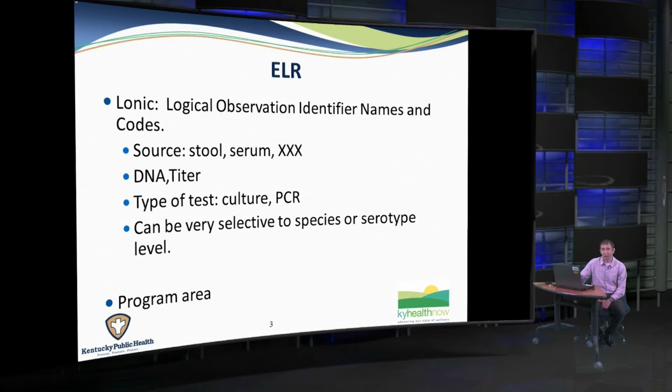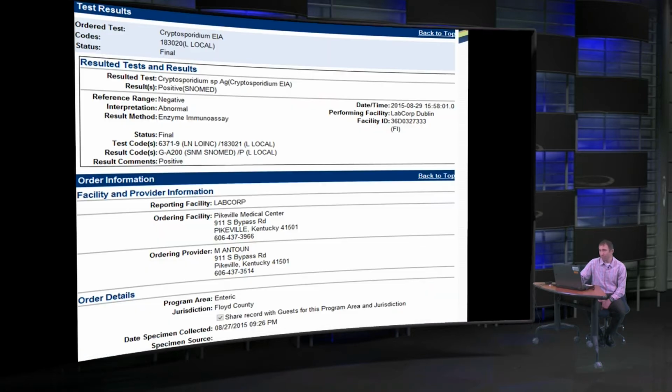LOINC codes are never reused. They're either retired or new ones are made, so there's never an issue with the same code representing a different test at any point in history. What a LOINC code does is associate that test to a program area, be it hepatitis, enteric, zoonotic, vaccine preventable, or general common disease. From there, it gets put into conditions, but that is how the ELR processes into NEDSS.